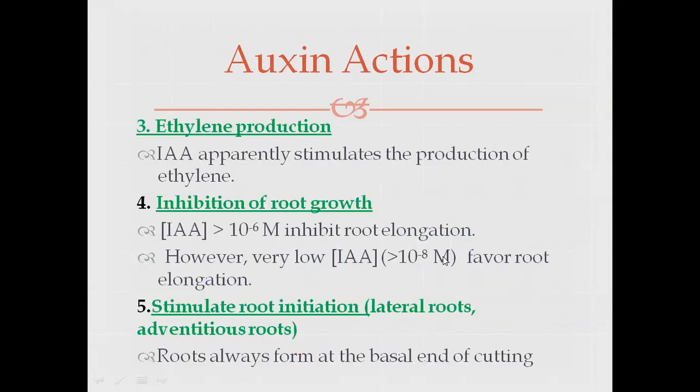And the third is ethylene production. Oxygen also helps the better production of ethylene, another plant growth regulator. IAA, indole acetic acid, apparently stimulates the production of ethylene. That is the main role of IAA, the stimulation of the production of ethylene. And IAA actually inhibits root growth, because it inhibits root elongation. However, very low IAA favors root elongation.